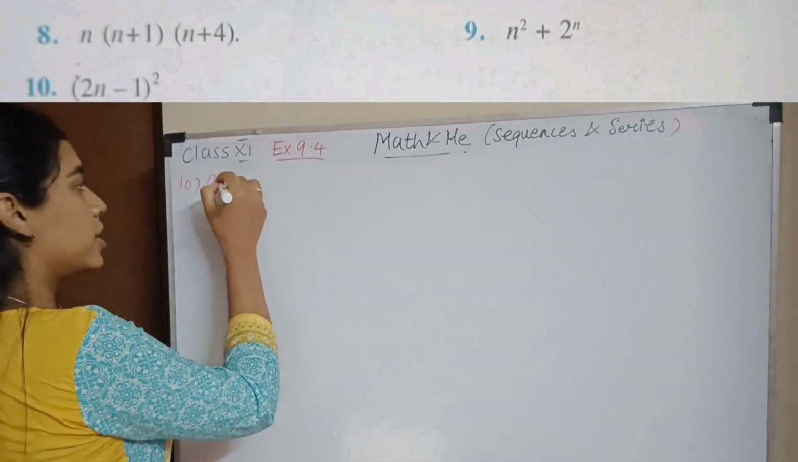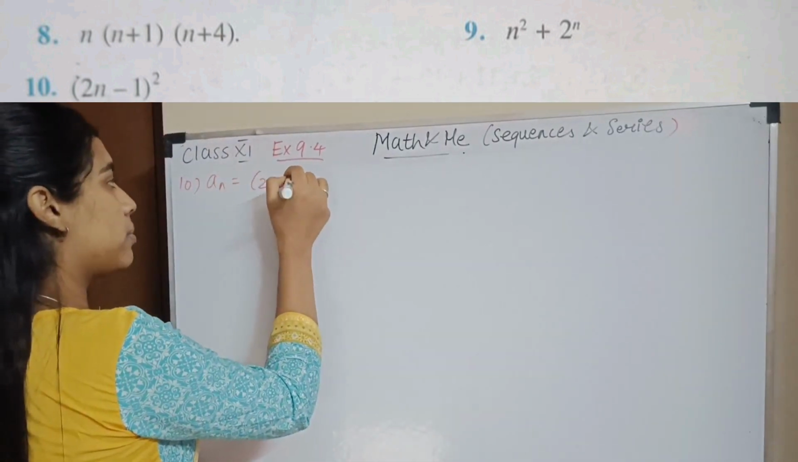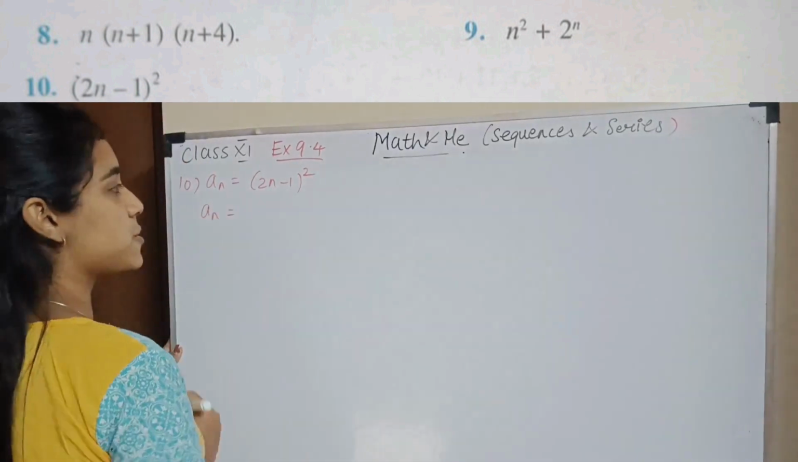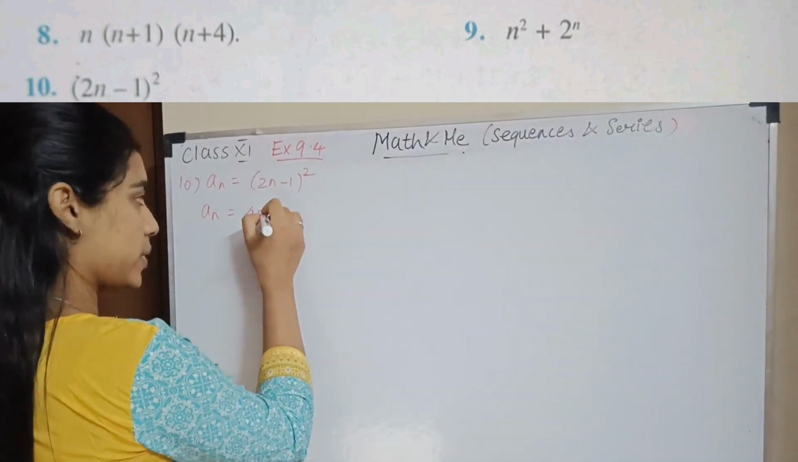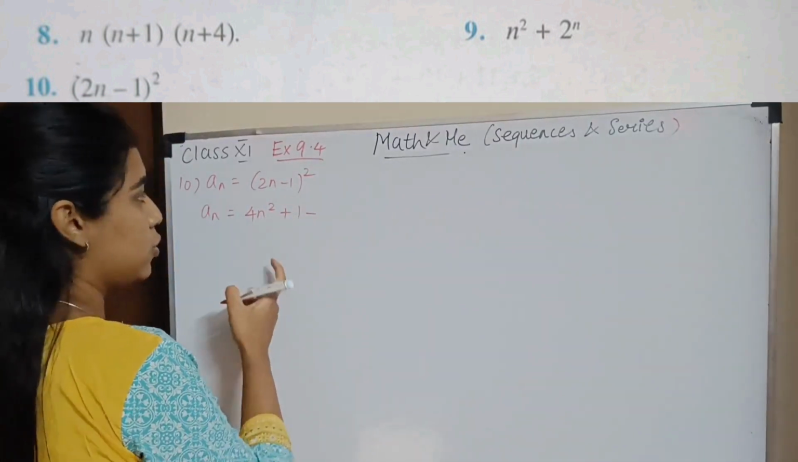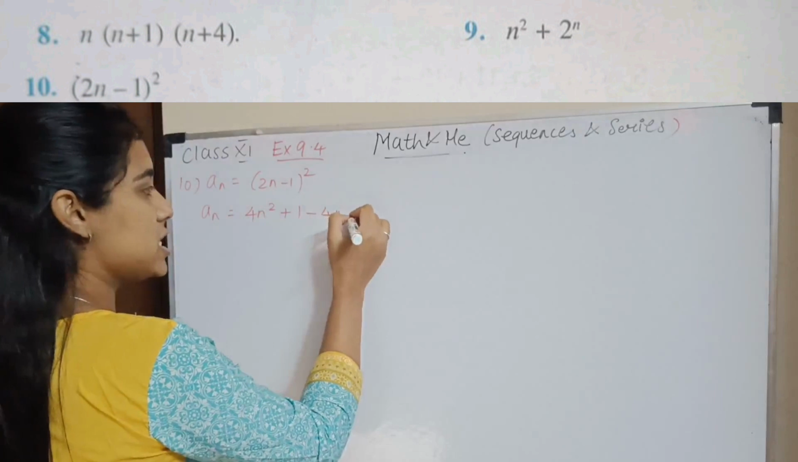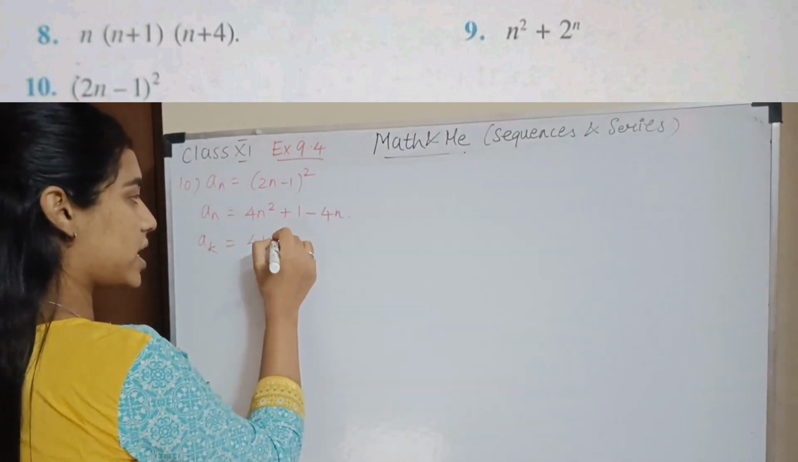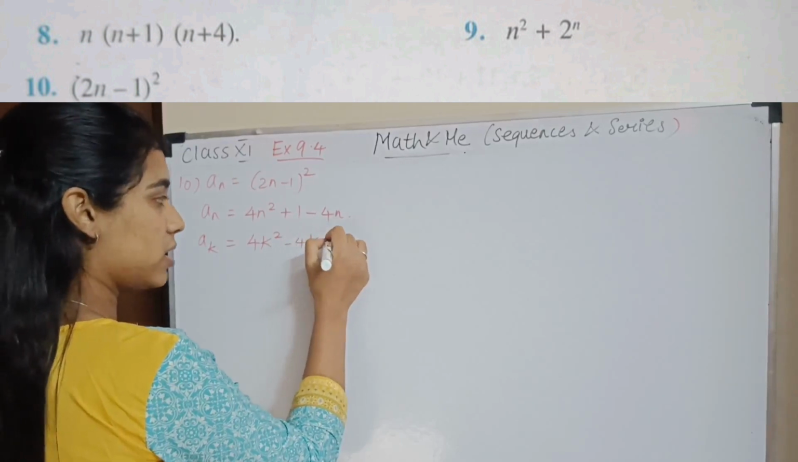Question number 10. Your an is 2n minus 1 the whole square. So what is your a minus b the whole square formula? A square plus b square minus 2ab, 2 times 2n. So it is minus 4n. So what is my ak? I'll rearrange the terms. So I have 4k square minus 4k plus 1.